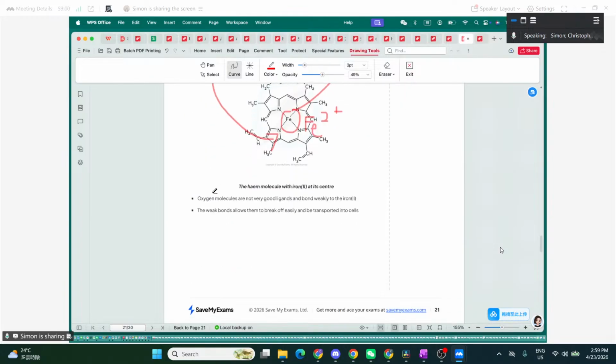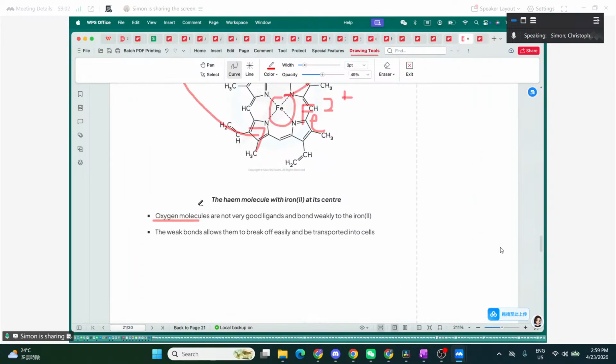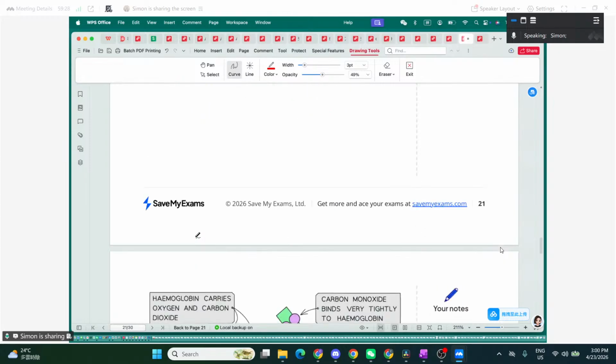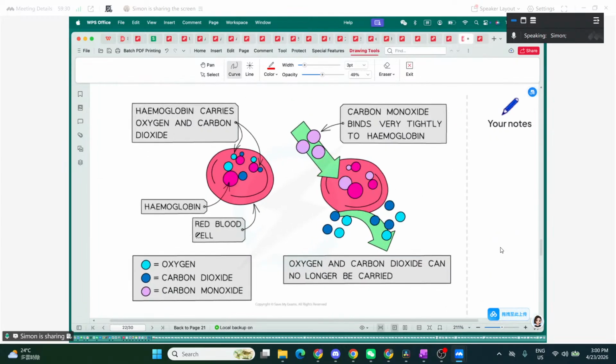In this process, the oxygen molecules are not very good ligands to the vacancy of the iron 2+. At the same time, the weak bonds allow oxygen to break off easily and be transported into cells. And here's the detailed process.